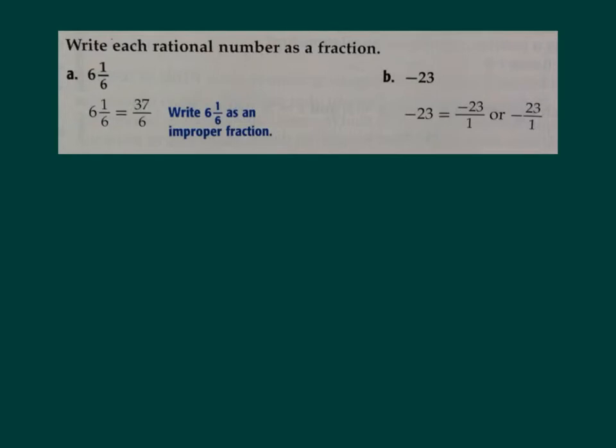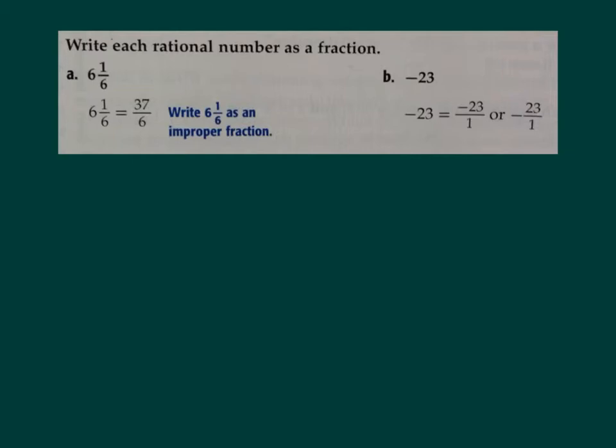If we need to write a rational number as a fraction, there are two examples here. Let's take a look at B here. If we needed to write negative 23 as a fraction, you can see they've done that, and that's fairly simple. All you have to do is put it over 1. So negative 23 over 1 would be the same as negative 23, because really what this is saying is negative 23 wholes. Or you could write the negative sign here too.